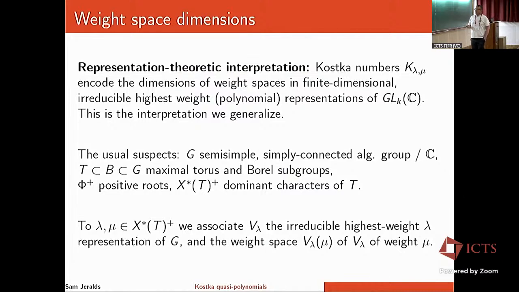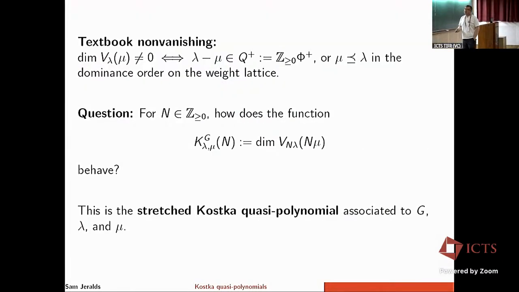And now to any pair of dominant characters, we'll associate V sub lambda, the irreducible highest weight representation, and then the weight space of weight mu. Again, if you're interested in these weight spaces, there is a textbook non-vanishing, where this dimension is going to be non-zero if and only if lambda minus mu is in the positive part of the root lattice. So at least it is some non-negative combination of positive roots. And we'll write that using the script E, less than or equal to, and we'll call this again the dominance order, except now this is a dominance order on the weight lattice.